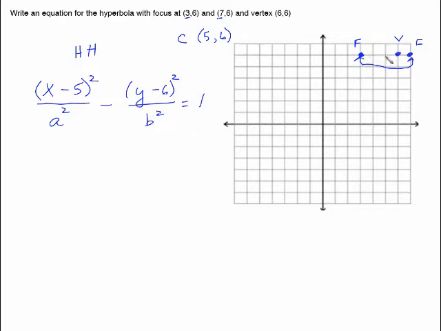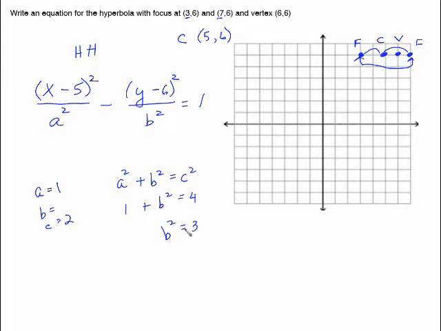Now, we do know the center is (5, 6), so I can put that on here now. That's my center of (5, 6). The distance from the center out to the vertex is 1, and that is being counted in a horizontal fashion, so I know that a is 1. The other thing I know is that the distance from the center out to the foci, to one of the foci, is 2. Whether I count it in this direction or that direction, it's a distance of 2. That means c is 2. So I can use a squared plus b squared equals c squared. 1 squared is 1 plus b squared. 2 squared is 4. Subtract, and we've got that b squared is 3.